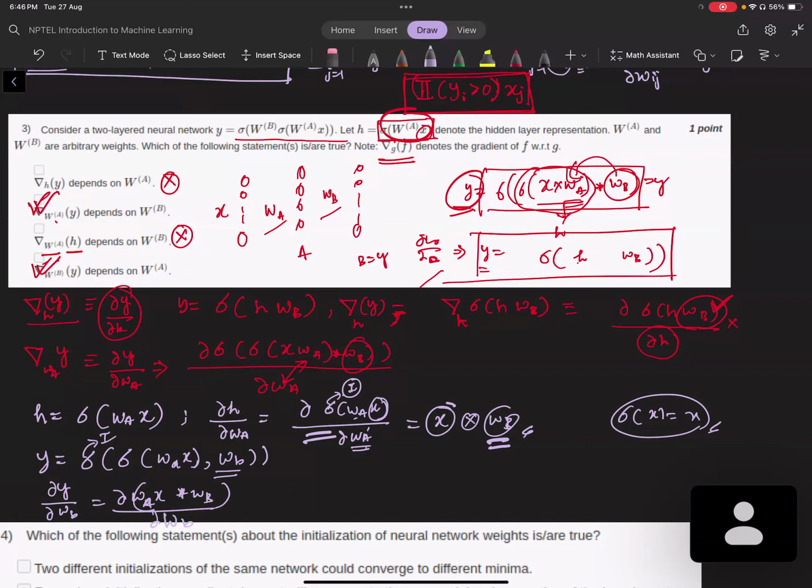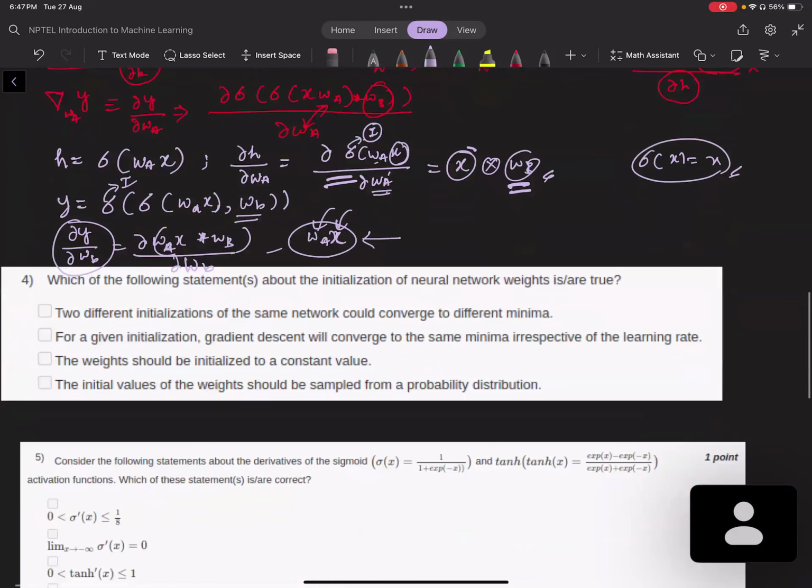dy by dB equals d by dWB. So if I differentiate this, it will be WA X. That means this operation is dependent on WA and X. It is saying not only that it depends on WA, so this statement will be correct. Just assume the activation function as 1 or identity and move forward, and you will find if there is a relationship between the one that is asking and the one with respect to whom we are taking the gradient.